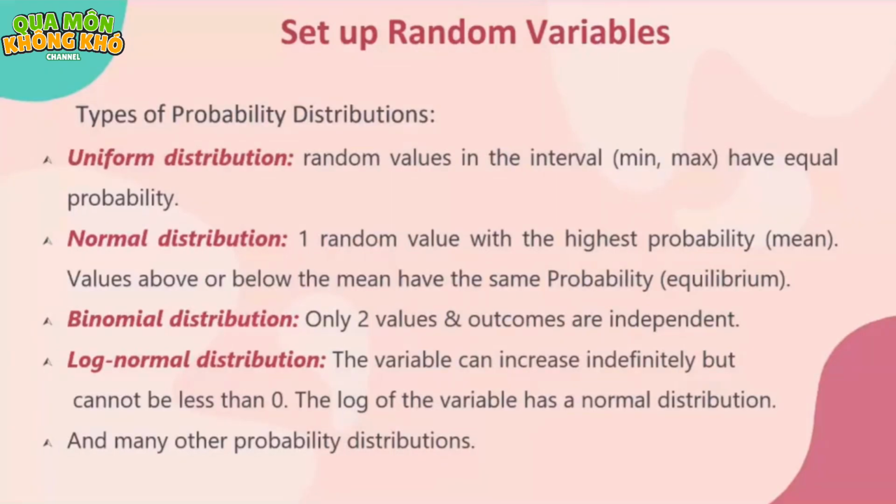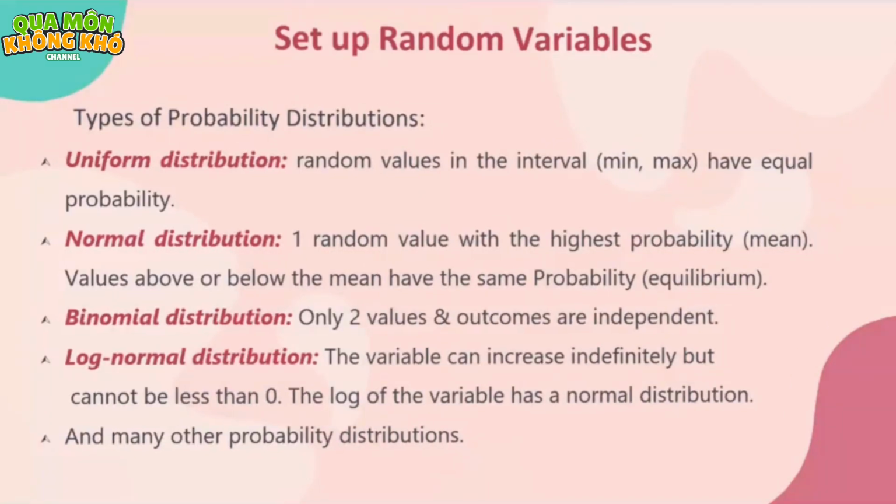The next one is the log-normal distribution. The variable can increase indefinitely but cannot be less than 0. The log of the variable has a normal distribution too. We also have many other probability distributions, but we only focus on four main types.